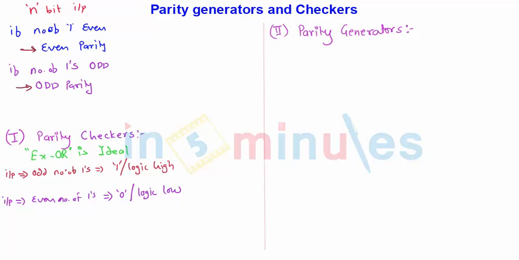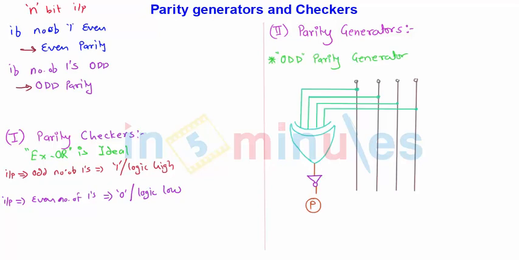So the next topic is the parity generator. Now how will you generate the parity? There is no different section for the parity checker and generator. You can do it on the same XOR gate. Let us see one example. I have taken a 4-bit input. Let us say the inputs are A, B, C and D. These are the 4 input bits which are fed to the XOR logic.